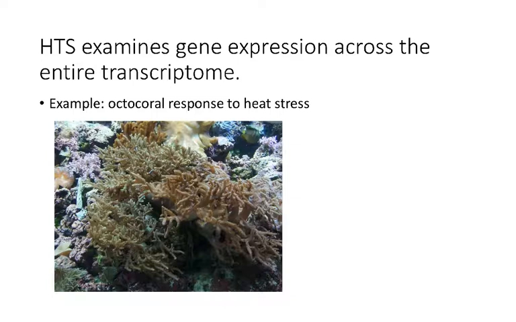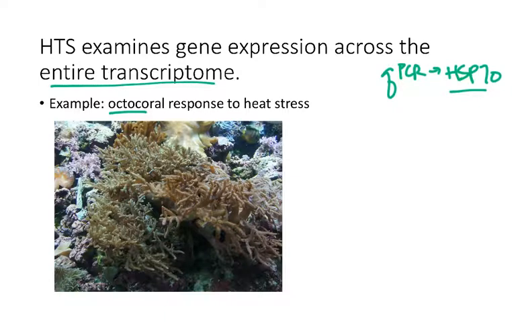So if we go back to this example we used in the previous video, we were thinking about octocorals and how they respond to heat stress. When we were using that technique of qPCR, we were restricted to that one particular gene of HSP70. So qPCR could tell us if we expose these corals to high temperatures, how that one particular HSP70 gene would respond. But what high throughput sequencing can do is tell us what the gene expression patterns are for that organism across the entire transcriptome. The transcriptome means all expressed genes.